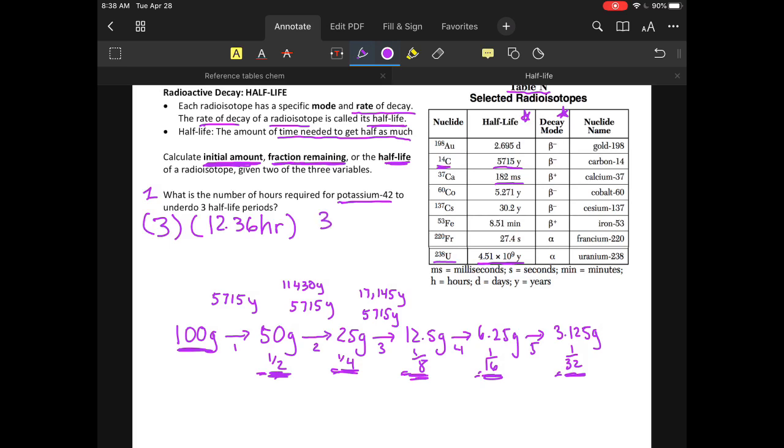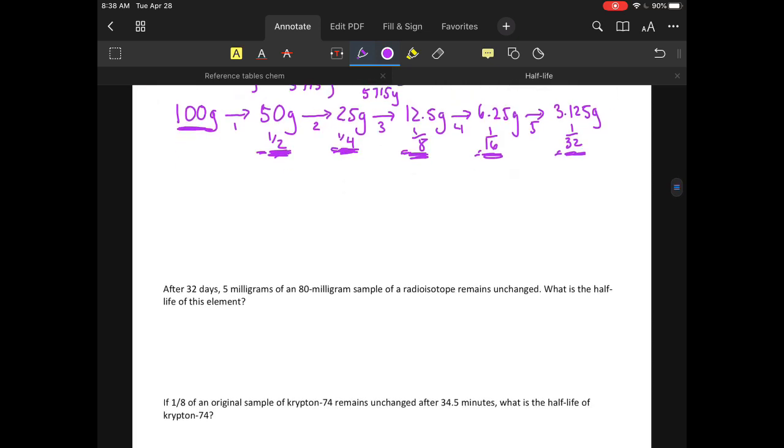Is about 37 hours. So that means that whatever amount of potassium-42 we started with, after 37 hours, 1/8 of the original sample would remain. Because 1 half-life cuts it in half, 2 half-lives results in 1/4 of it remaining, and when 3 half-lives have passed, only 1/8 of the original sample remains.